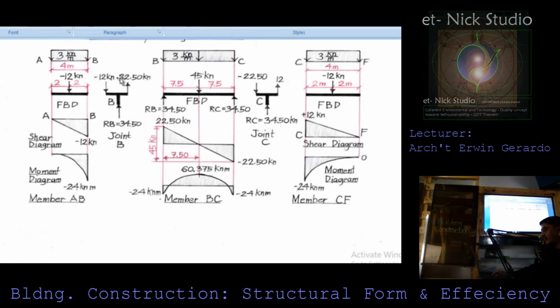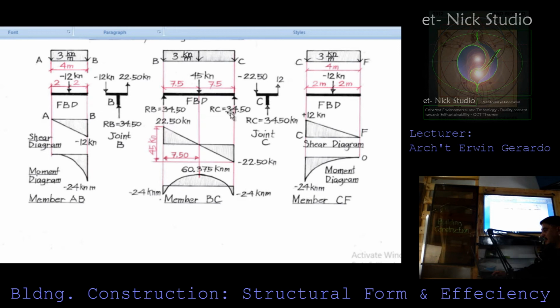That is why we were able to attain 22.5 kilonewton. So just transfer this in this direction because it is actually pointing upward. So from the neutral axis, this is 0. Then measure it. It becomes 22.5 kilonewton, which is actually pointing upward.